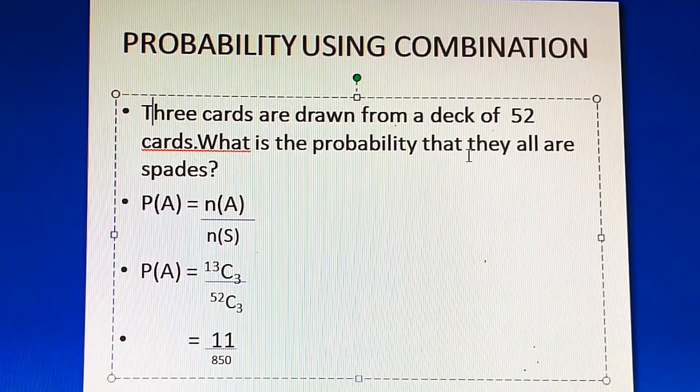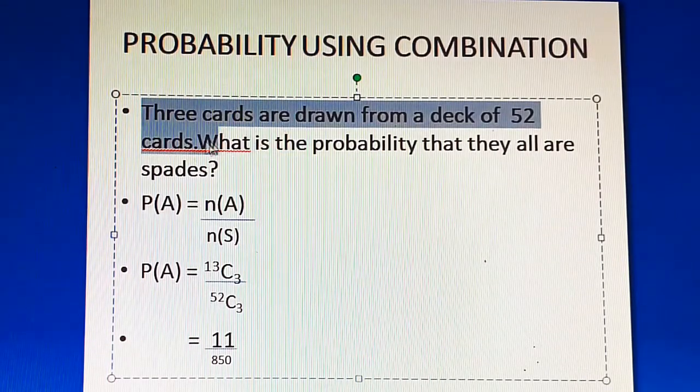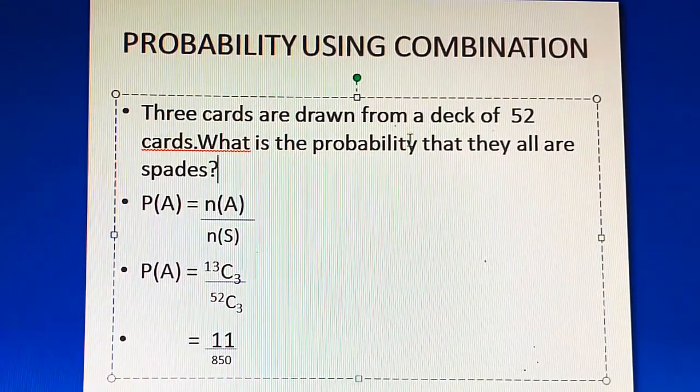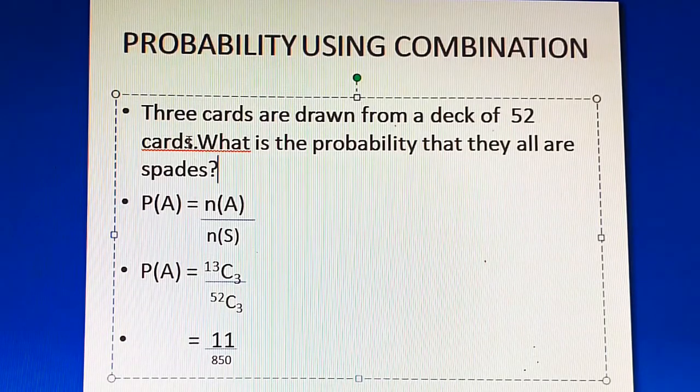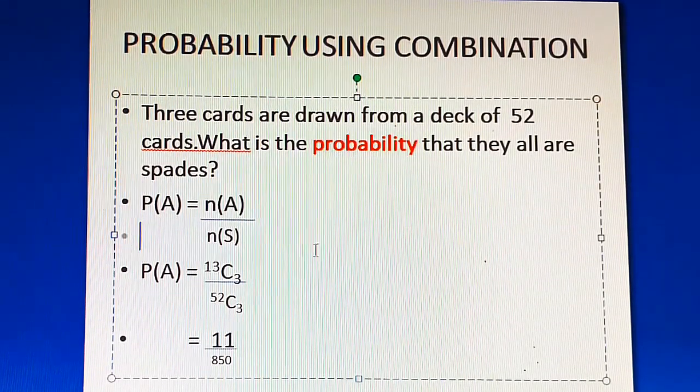What is the probability that they are all spades? 3 cards are drawn from a deck of cards, which means you're going to select 3 cards from 52 cards. So it's a combination problem. But the question here is, what is the probability? So we have to find the probability.